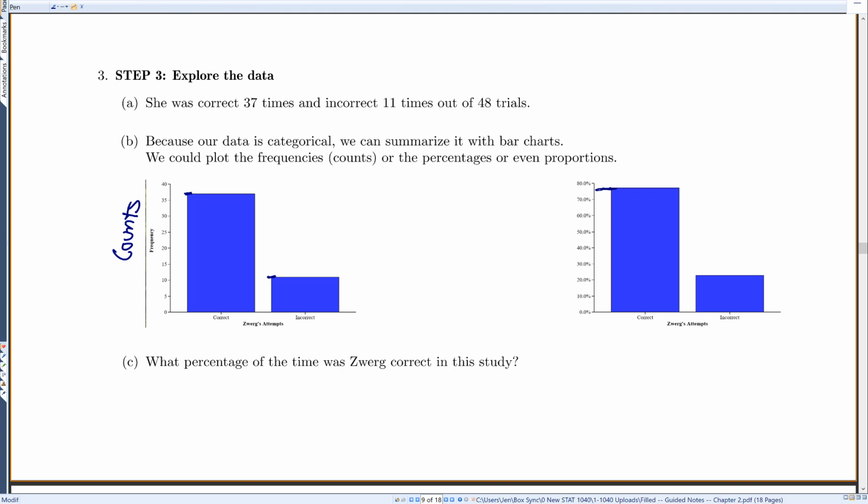And then it asks what percent of the time was she correct, so we can actually figure that out. So 37 divided by 48 equals 0.77. Remember our symbol for that, our sample proportion, is p hat. Or if I want to change it to a percentage, 77%.